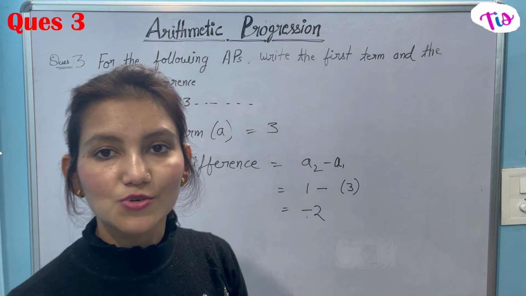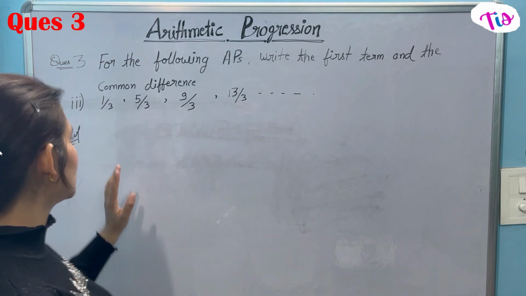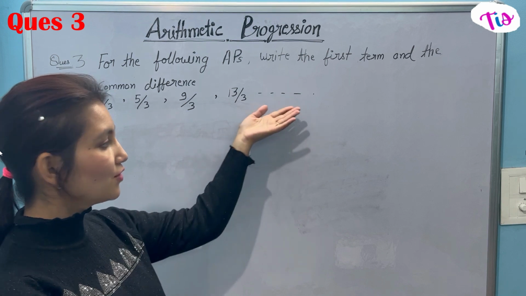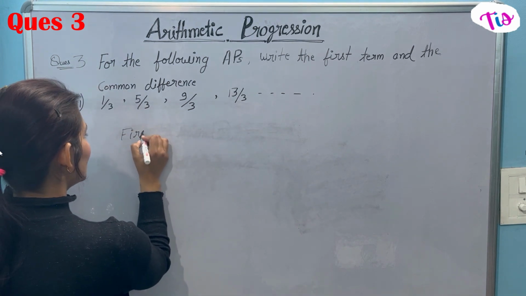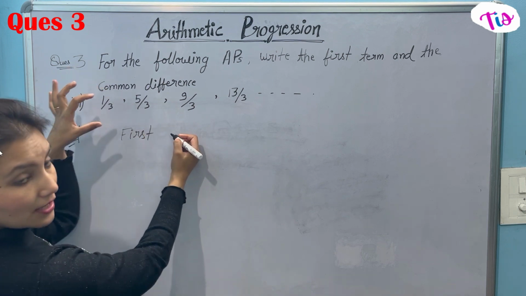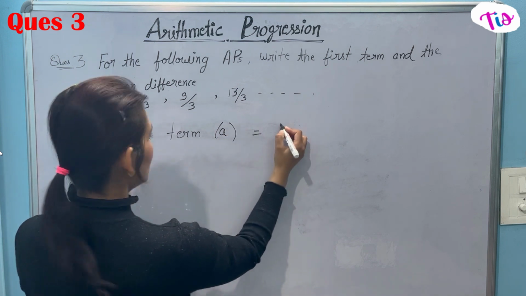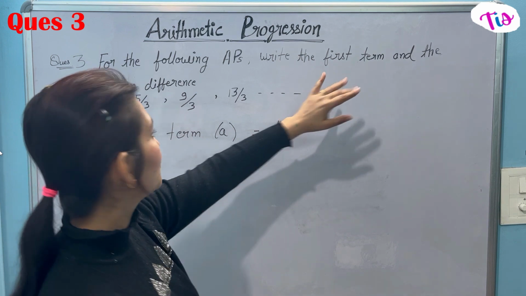Okay, let's move to the next question. Now let's solve part 3. We need to find out the first term and common difference again for this AP. So what is the first term? Obviously 1 upon 3. So the first term, that is A, will be 1 upon 3. Now we need to find out the common difference.